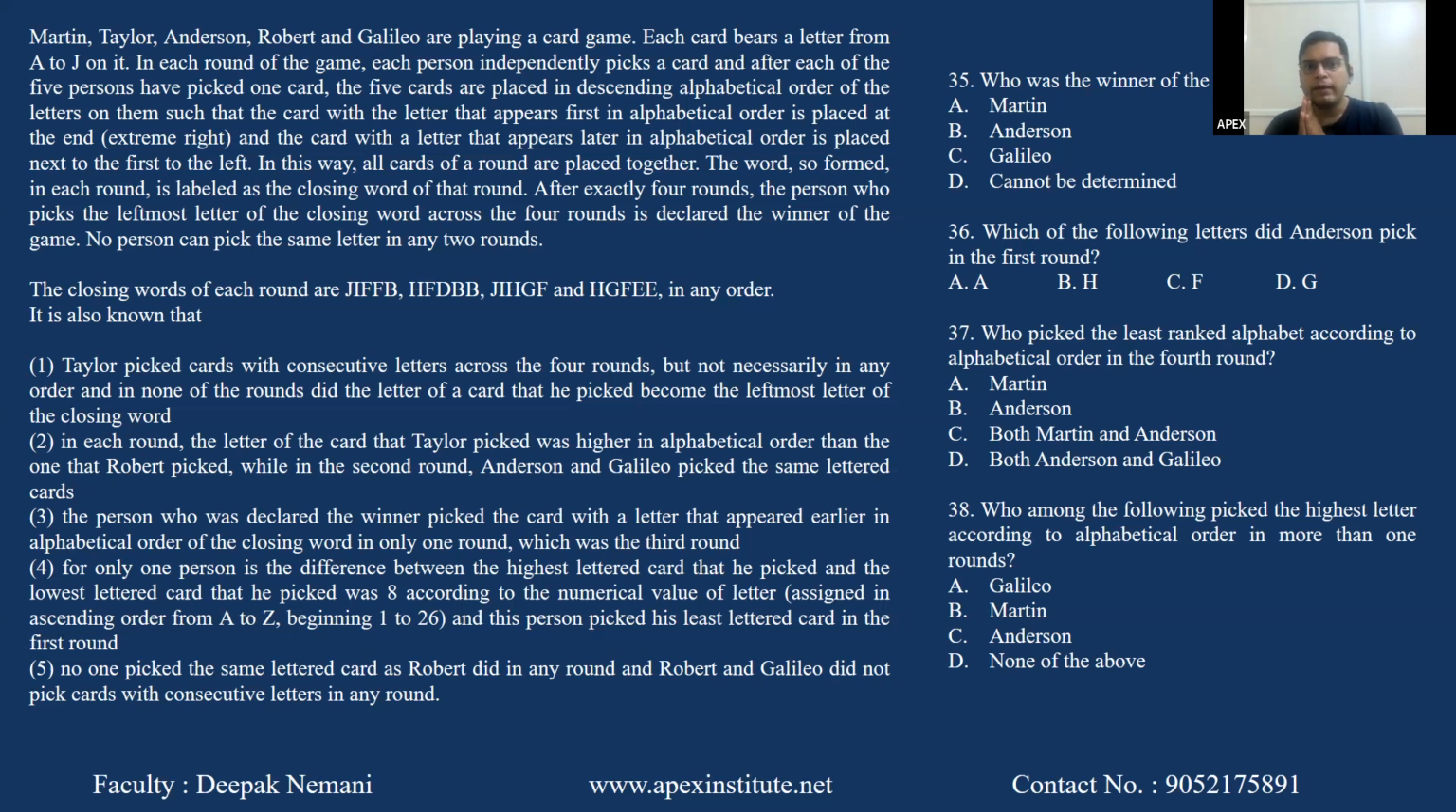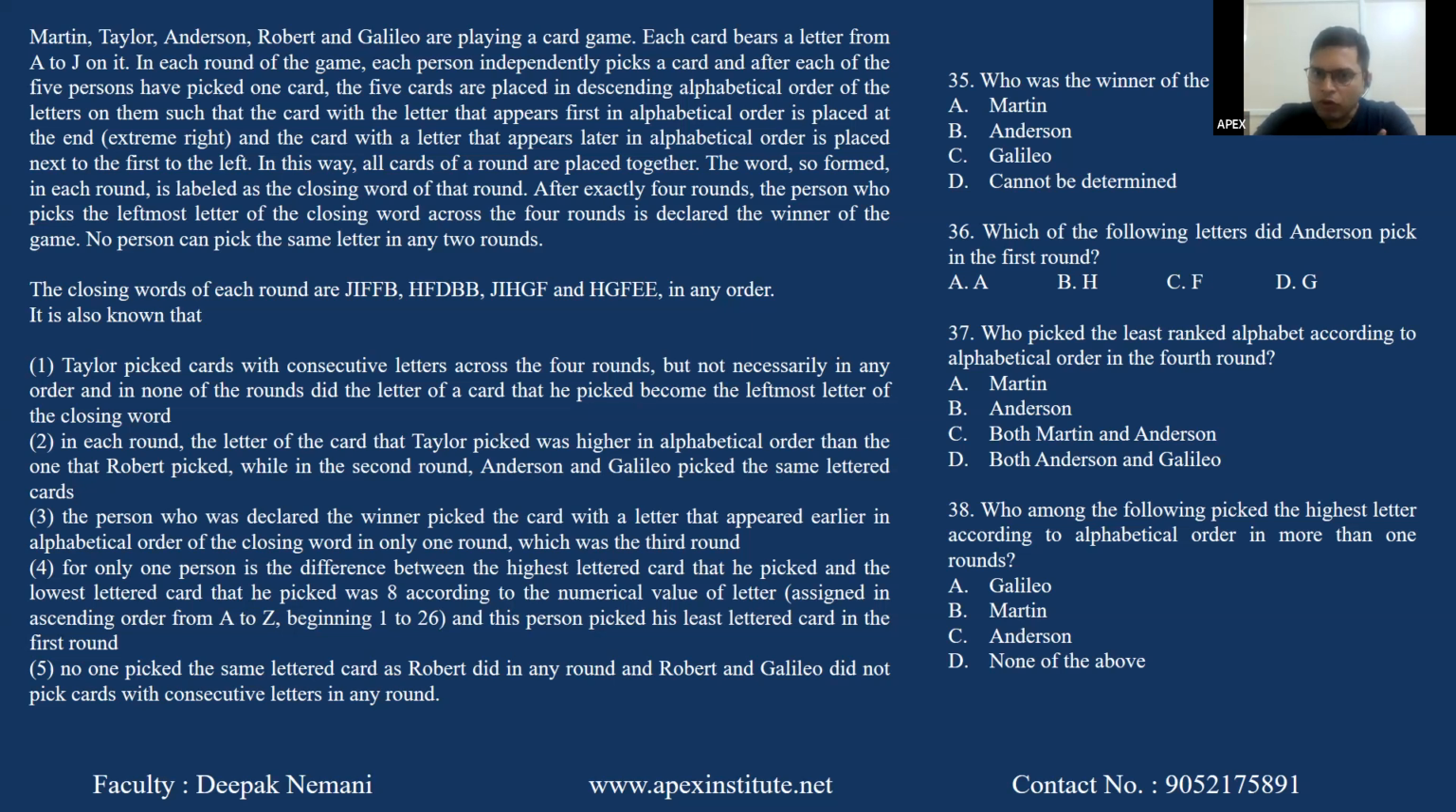the card with the letter that appears first in the alphabet is placed at the extreme right end, and the card with the letter that appears later in the alphabetical order is placed next to the first on the left. For example, the closing word of a round is J, I, F, F, B. So J is 10, I is 9, F is 6, 6, and B is 2. So the card with the lowest number when considered in the alphabetical order will be placed on the right-hand side, and the highest alphabet will be on the extreme left. The word so formed in each round is labeled as the closing word.